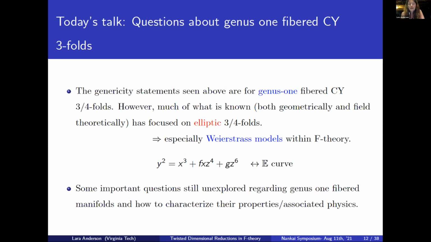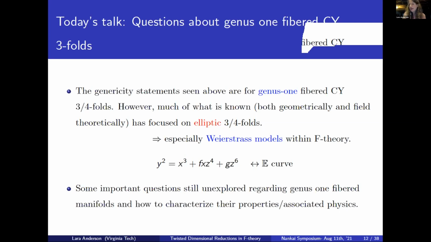So for today's talk, I want to try and unpack a little bit of that, and I want to understand some features of this fiber-based decomposition, the ways that you can pull apart a manifold into its fiber and base. The genericity statements that I've referred to in the last few slides all apply to genus 1 fibered threefolds and fourfolds. That is, I have not explicitly been searching for just geometries with a section. I was simply looking for the existence of a fibration.